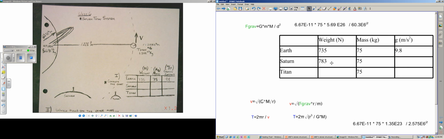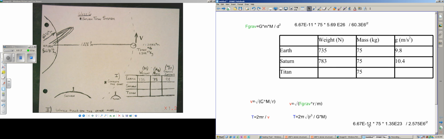So then if you're interested in finding the gravity constant on Saturn, you'll take 783 divided by 75, and you find that it's slightly more than the Earth, 10.4 meters per second squared. We're going to do the same thing now for Titan. Titan's much smaller. It also has much less mass, so we can expect much less weight.